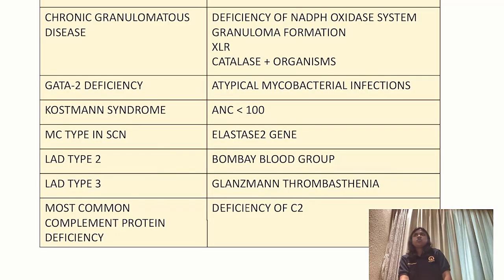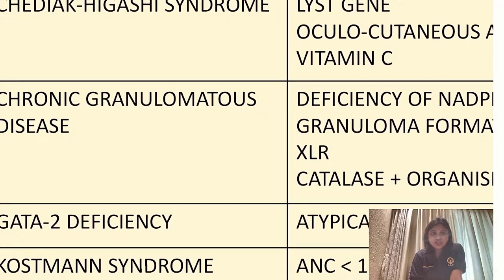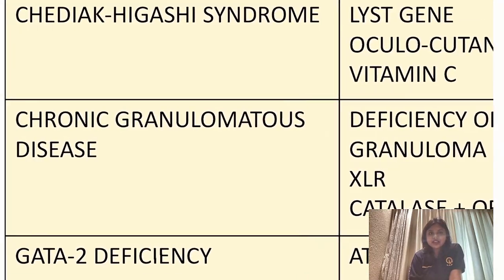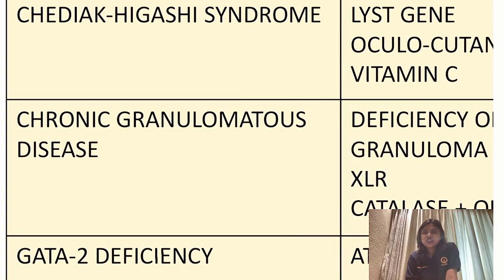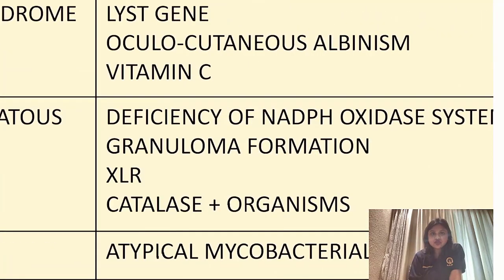There are few points which I have highlighted from primary immunodeficiency. You might be reading it in your pathology, but I would just like to say one, two, or three key features from every primary immunodeficiency. So first is we are going to read about the Chediak-Higashi syndrome. What is the gene involved in Chediak-Higashi syndrome? The gene involved is the LYST gene. So LYST gene is involved in Chediak-Higashi syndrome.